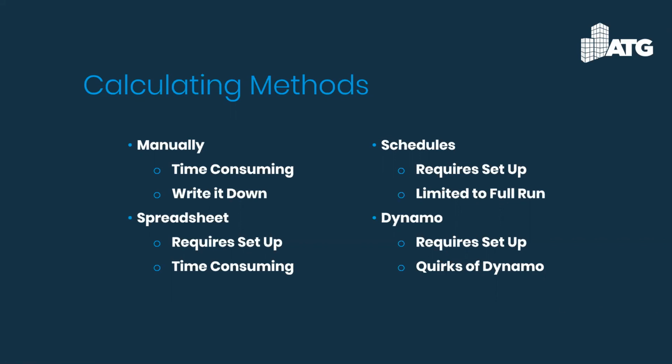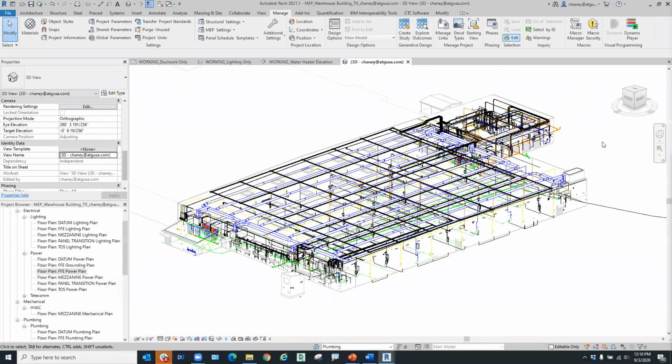So let me pull over my Revit model. I've just got this warehouse model that we've had floating around on our server. It's MEP, so it's conduit, ductwork, piping, all in one.